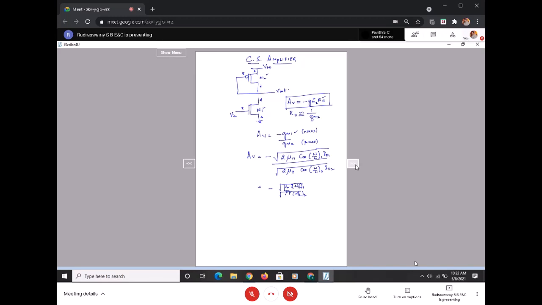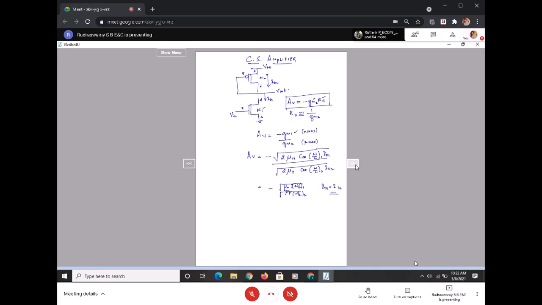What about ID1 and ID2? Are they equal, same, or different? That means the current flowing through this is ID2, and it is constant, and the same current has to flow in this also. Yes or no? Yes, sir. So that's why the current flowing through M2, that is the load resistance, has to flow through the active device. So that's why ID1 equals ID2.